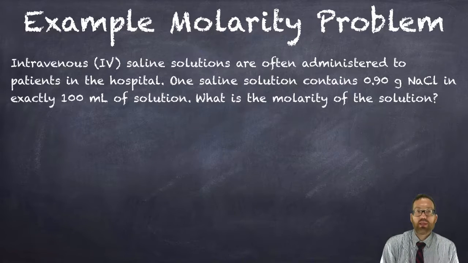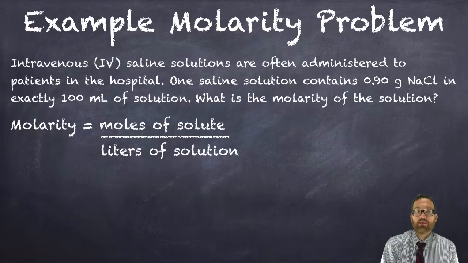Next, intravenous IV saline solutions are often administered to patients in the hospital. One saline solution contains 0.90 grams of sodium chloride in exactly 100 milliliters of solution. What is the molarity of this solution? So remind ourselves of the formula again. Our formula is moles of solute over liters of solution. Now they didn't give us moles and they didn't give us liters. So they didn't give us anything that we need for this formula. But they gave us something. They told us grams of salt and they told us milliliters of solution.